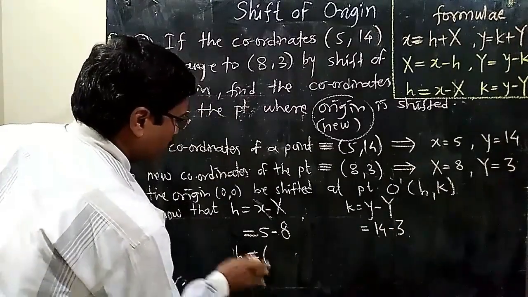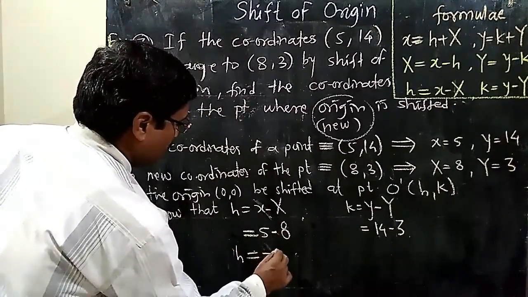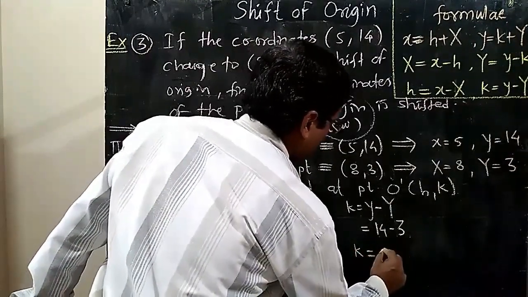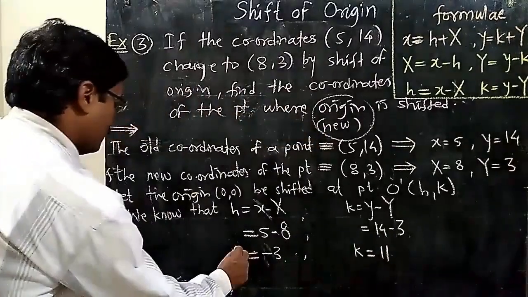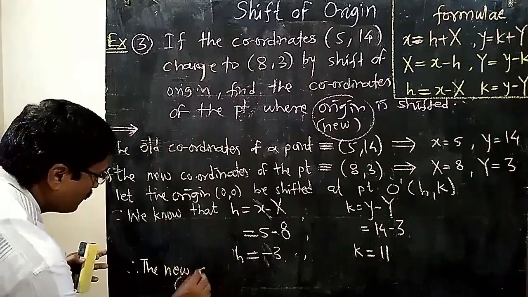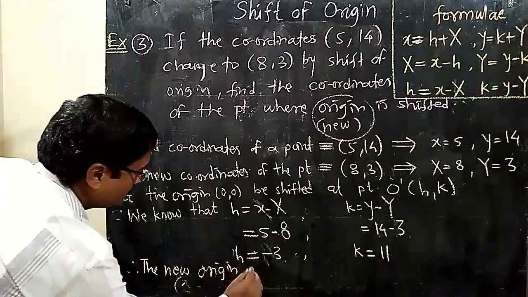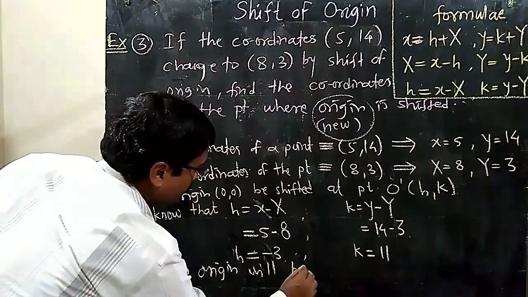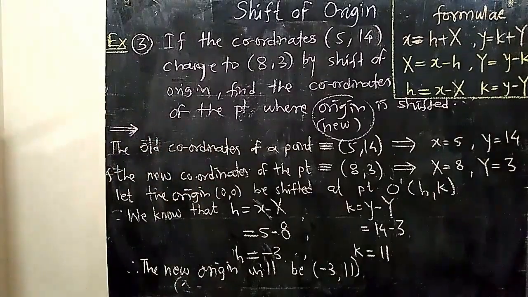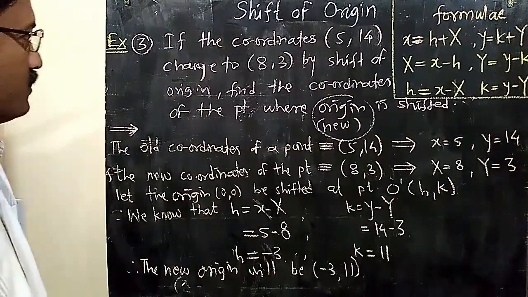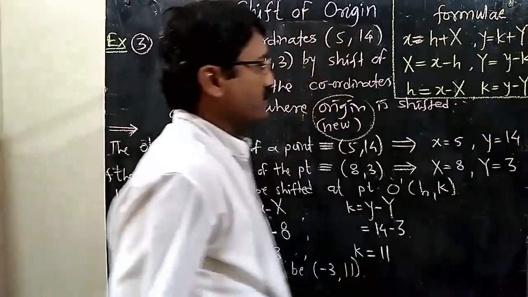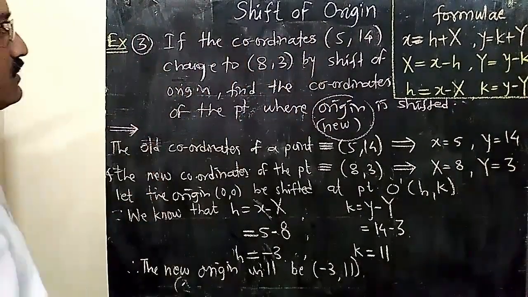So we get h equal to 5 minus 8, that is minus 3, and k is equal to 14 minus 3, that is 11. Therefore the new origin will be minus 3 and 11. So this is the way to solve the third type of example in which the new origin is asked. So these are the three examples based on the same formula.